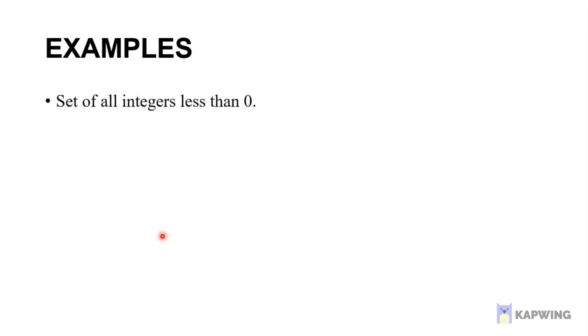Next example: a set of all integers less than 0. Which numbers are less than 0? You know, -1, -2, -3, these are less than 0, and so on up to infinity.